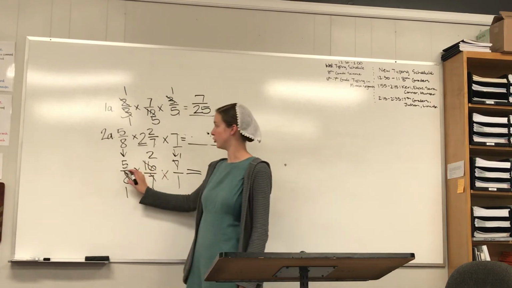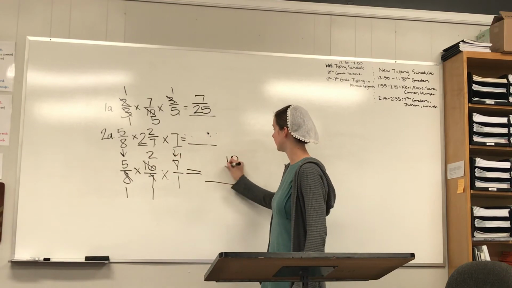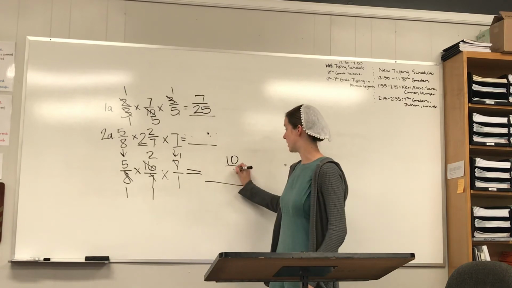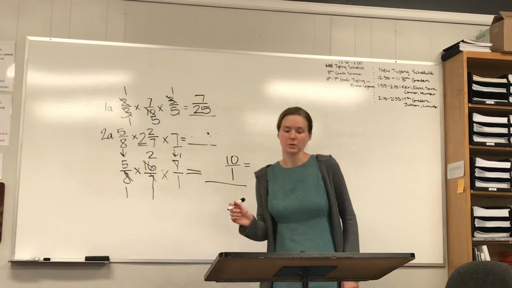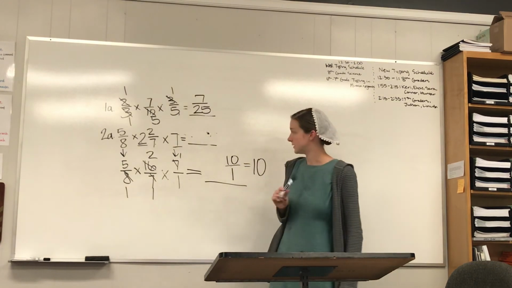So let's multiply our numerators. 5 times 2 is 10. 10 times 1 is 10. That's our numerator. Now we have 1 times 1 is 1. 1 times 1 is 1. That is an improper fraction. 10 over 1 equals what? Equals 10. So our answer is 10.